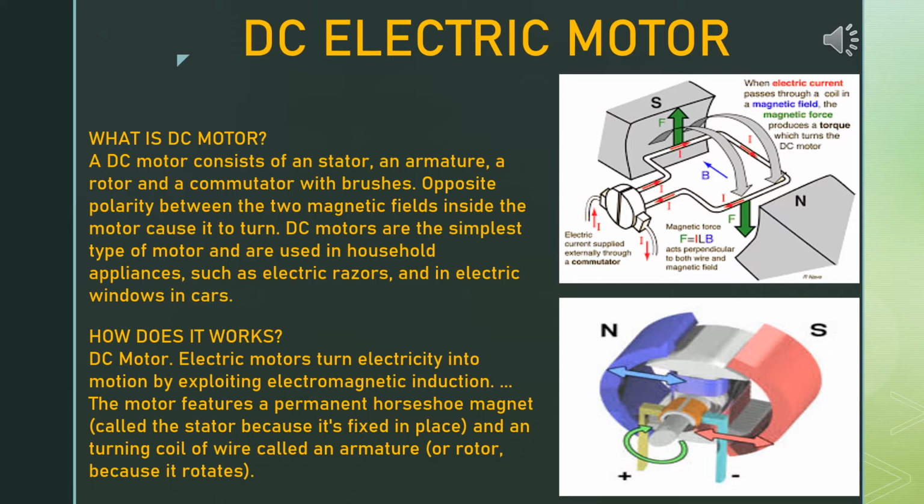See, the commutator is there in the previous diagram, and later on, in a second diagram, a picture of an original electric motor has been given. Now I am explaining what an electric motor actually is.